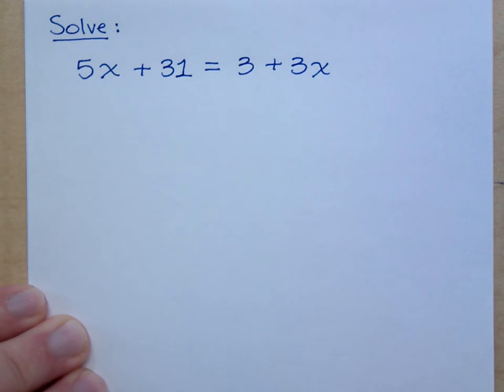So we're going to take a look at this problem: 5x plus 31 equals 3 plus 3x. So, Valerie, this kind of goes back to what you were saying in the last video. Why would I move one term as opposed to another? In the last one, it was because there was only one variable term, so I wanted to get him by himself. Here, I've got two variable terms.